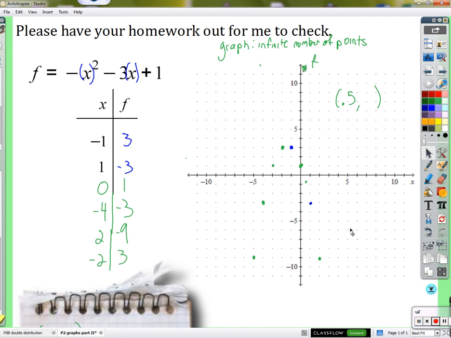Just because it happens to be, if I plug in a positive 0.5 there, I'll get 0.25 when I square it, and it's negative, and so it all works out. And that confirms our suspicions that it should be in line with these other two. Should it be in a straight line, do you think, from here to there?